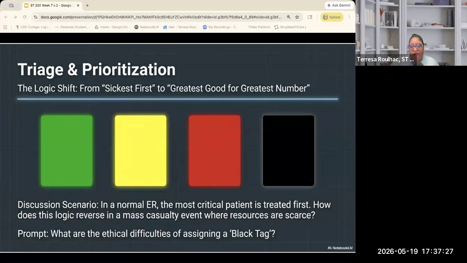So let's say you have one operating room available, but two patients arrive. Patient A, severe injuries, very low chance of survival, even with surgery. Patient B, serious injuries, high chance of survival with immediate surgery. Who goes first? Patient A or patient B?